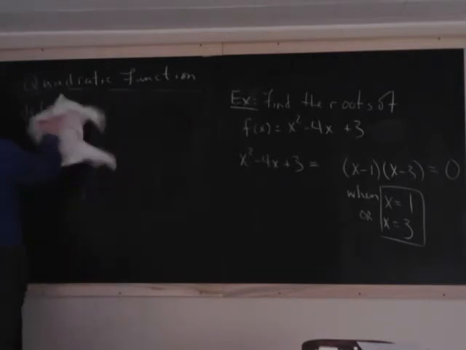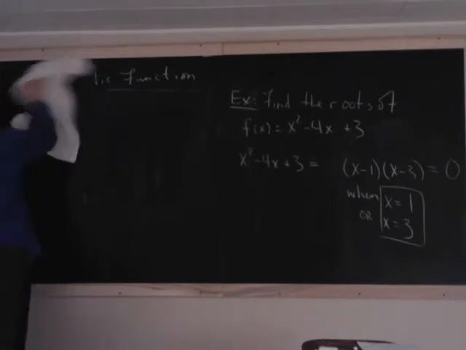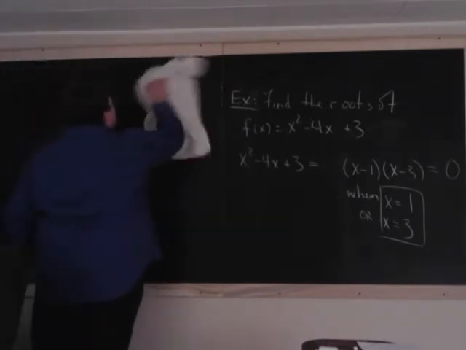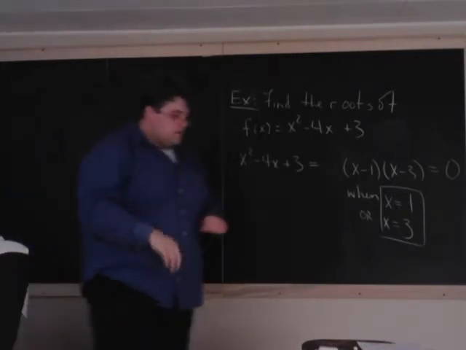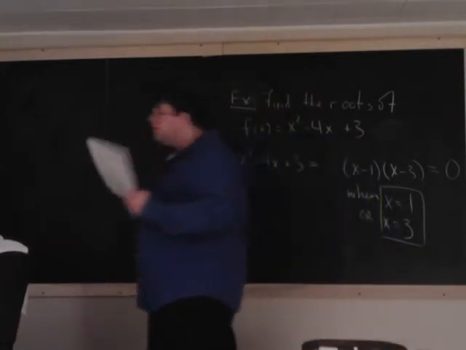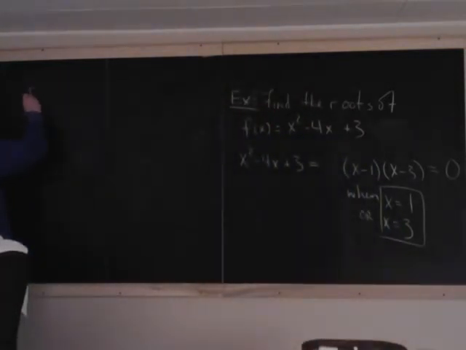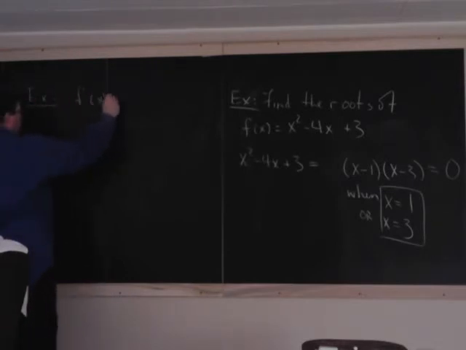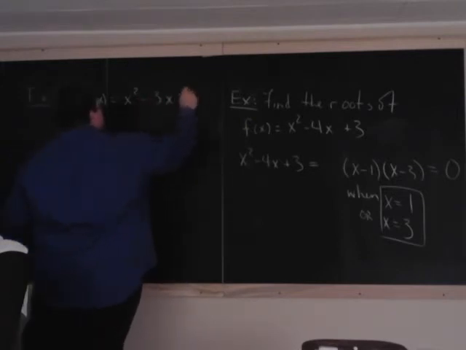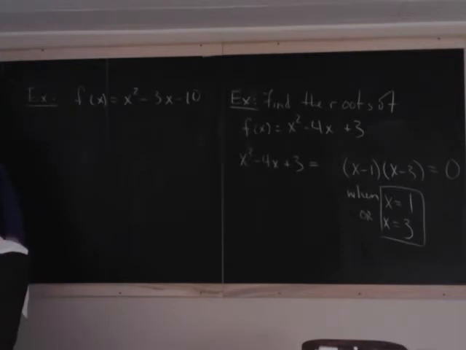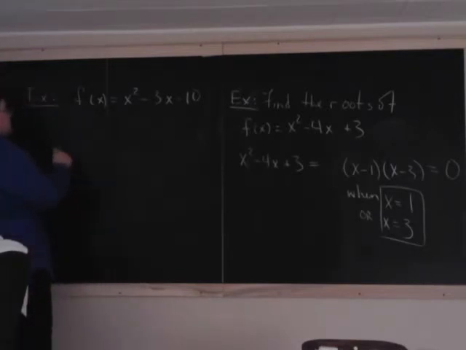Let's do another example. Find the zeros, find the roots of this function: x squared minus 3x and negative 10. Well, we'll try the same thing. We'll try factoring it.